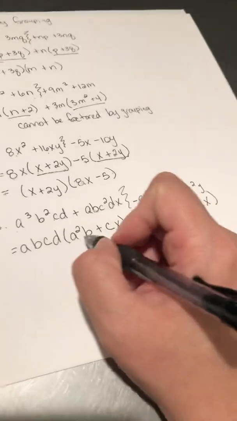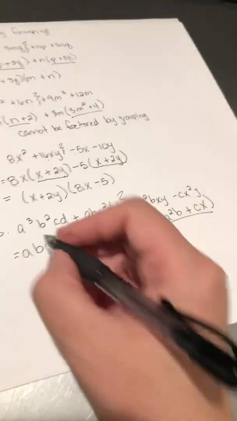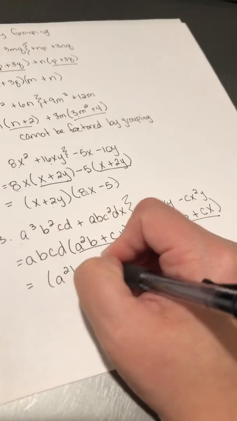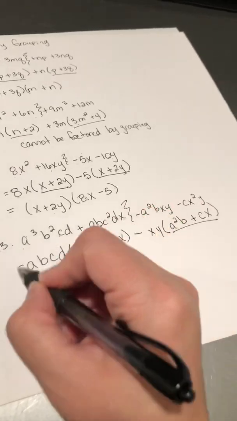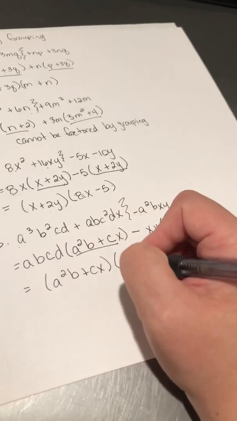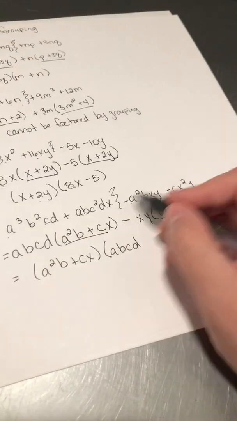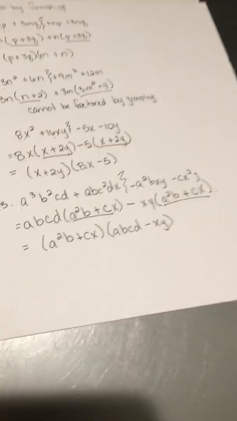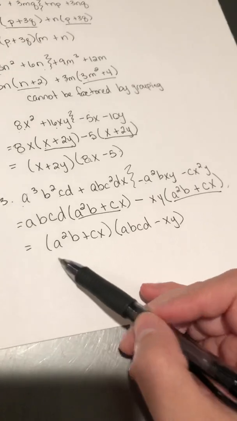So now the question is, does this match this? And it does. It's a squared b plus cx. So I can factor that out. So I'm going to have a squared b plus cx times, I'm left with, when I factor it out of this first term here, I'm left with a, b, c, d. And when I factor it out of this piece here, I'm left with minus xy. And again, you can check all that. It will check out if you check it.